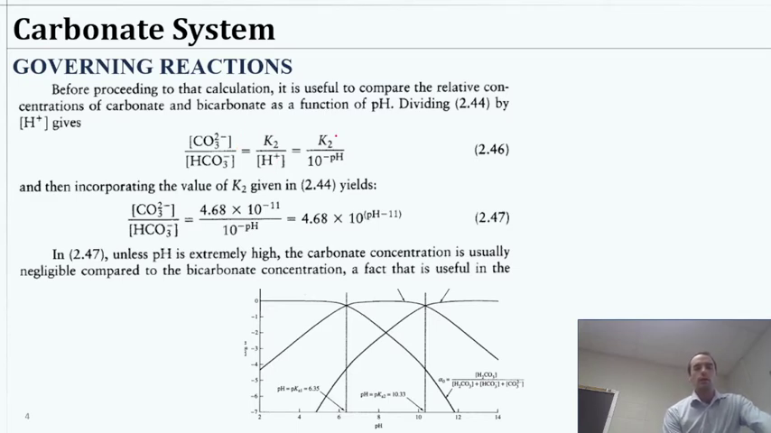That would be K2 over H plus. You could write that as K2 over 10 to the minus pH. And then we could take that and put in some values, or simply put in the K value there and say that's going to be 4.68 times 10 to the pH minus 11 here, because this was 10 to the minus 11 for that guy. Right, so that's just a little bit of algebra. We can put it all together and have a nice simple readout of what the ratio is at any given pH. So that's just a simplification so you can figure out what exactly it is right here versus some other value.